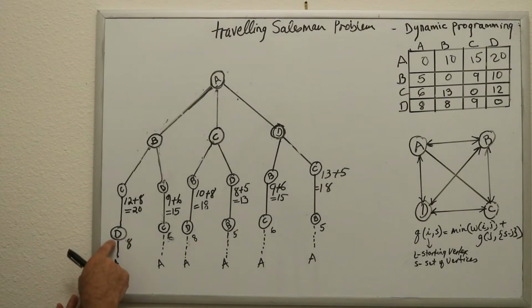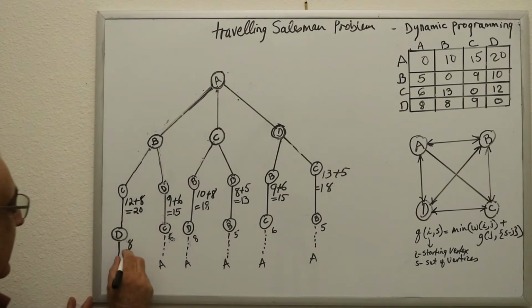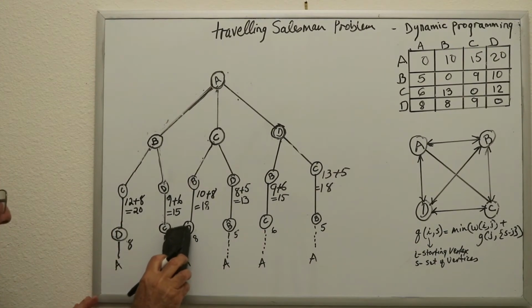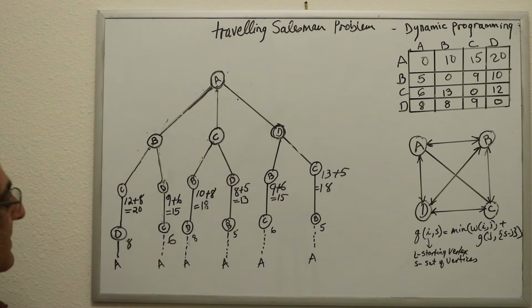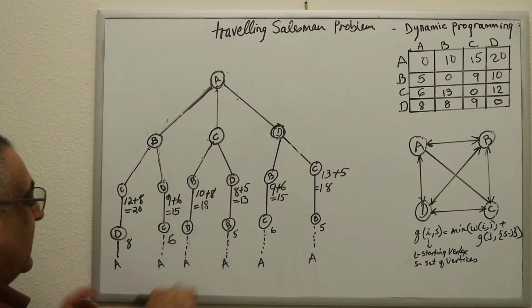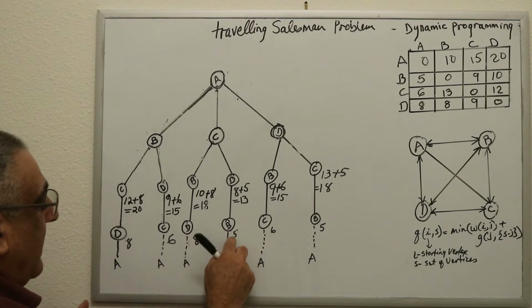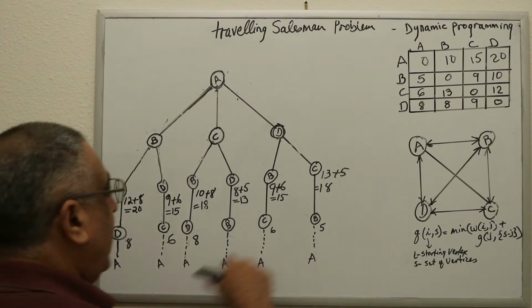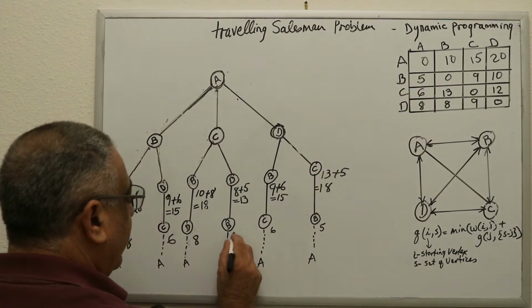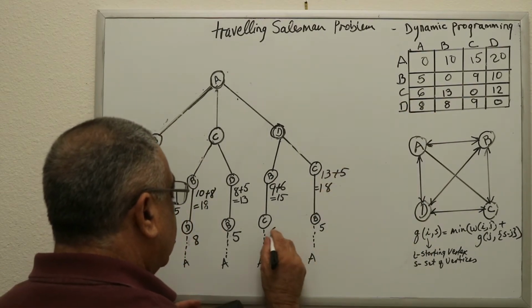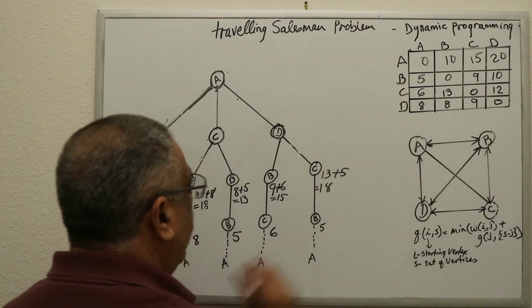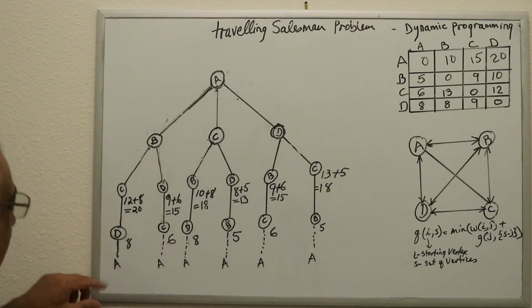So I'm going to look at my table. The distance from D going back to A is 8. That's why I wrote 8 here. Now, from C to A, the distance is 6, or the cost is 6. From D to A, it's actually 8. So I'm going to leave the 8 there. B to A is actually 5. So this is B to A, that's a 5. C to A is actually 6. This is 6. B to A is 5. So this is going from D and then going back to the original vertex.